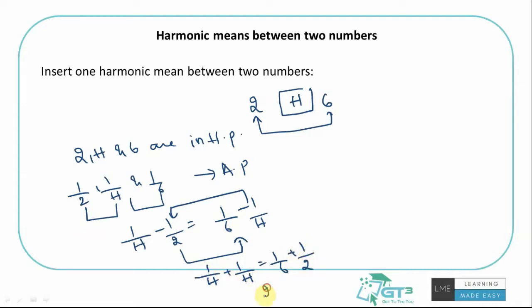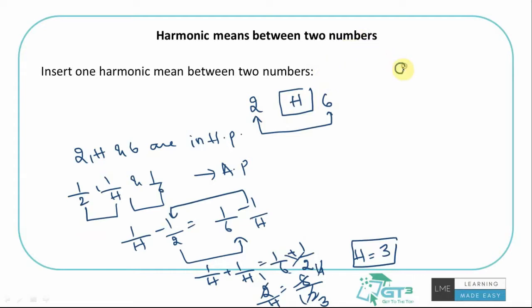So this is 2 by h equals 6 by 2 plus 6... 2 2s are 4, 2 6s are 12, and 2 plus 6 is 8, so 12 by 8... 2 1s are 2, 4 1s are 4, 3... So h is basically coming out to be 3. So if 2 and 6 are two numbers and I need to insert a harmonic mean in between, the harmonic mean is 3. This is a bit complicated, I mean to say the calculations wise.